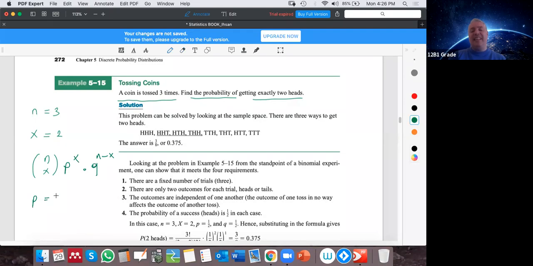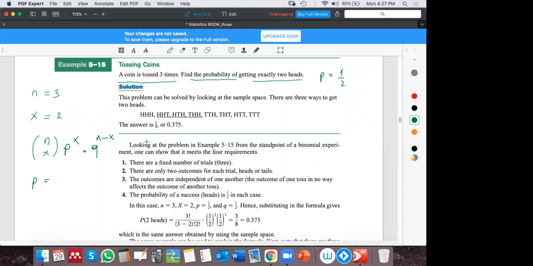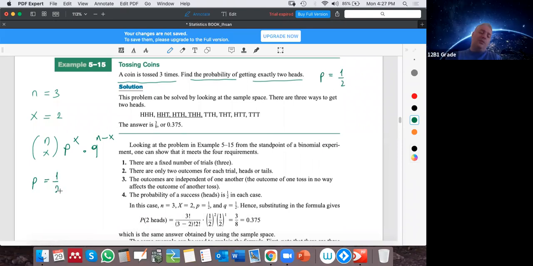So what is it to be successful? What is the success for the coin? To see the head. What is the probability of seeing the head? Half, isn't it? 1 over 2. So the probability to be successful, which means to see the head, is 1 over 2.